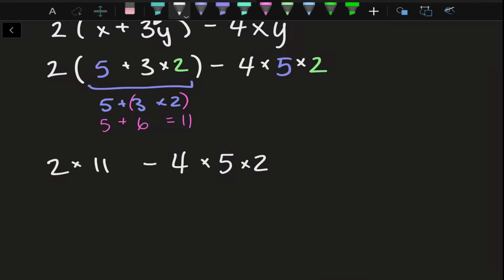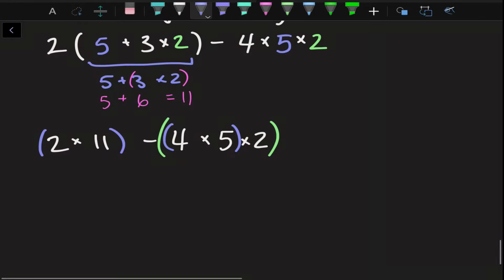Okay, next. No more brackets, no more exponents, no division. Got a lot of multiplication in here. So if we start from the left, we have 2 times 11. We know that's going to happen first. Then on the right side, we have 4 times 5 and 5 times 2. And remember, it can happen kind of in any order. So we can do this one, and then we can do the big one.